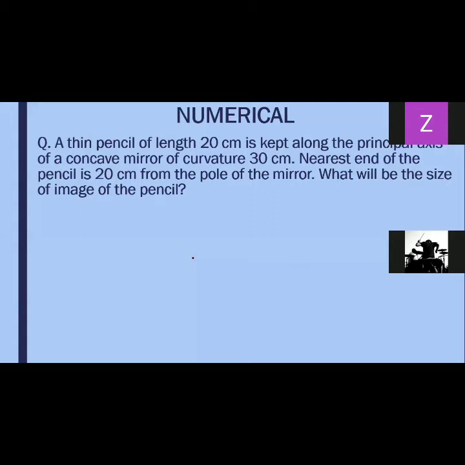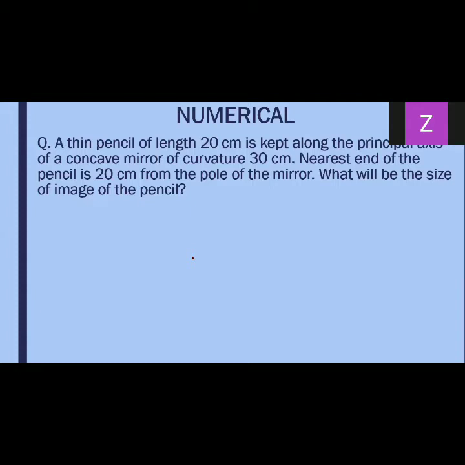Okay, let's quickly understand what is asked. There is a thin pencil of length 20 centimeter, which is kept along the principal axis of a concave mirror. They're giving you the radius of curvature, which is 30 centimeter. The nearest end of the pencil is 20 centimeter from the pole of the mirror. So what will be the size of the image?